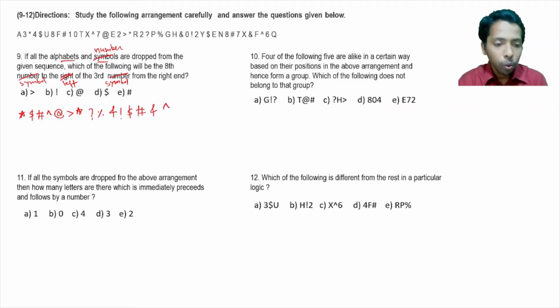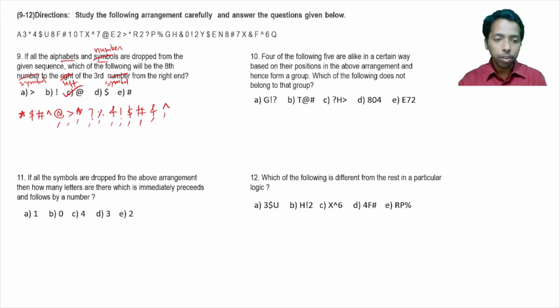Now 1 2 3. Now 8 to the left of third from the right hand, that means 1 2 3 4 5 6 7 and 8 at the rate. So option C is the answer. Okay, I can understand that there is some issue with the question itself, but I have fixed it out. You can understand now, there should not be any confusion. I am just repeating it here. If all the alphabets and numbers are dropped from the given sequence, which of the following will be 8 symbol to the left of third symbol from the right hand?